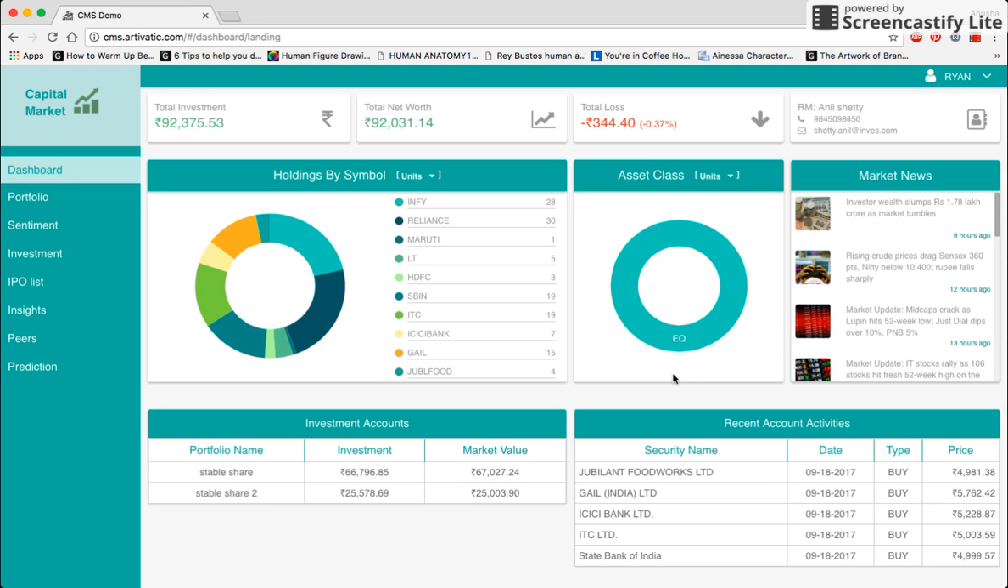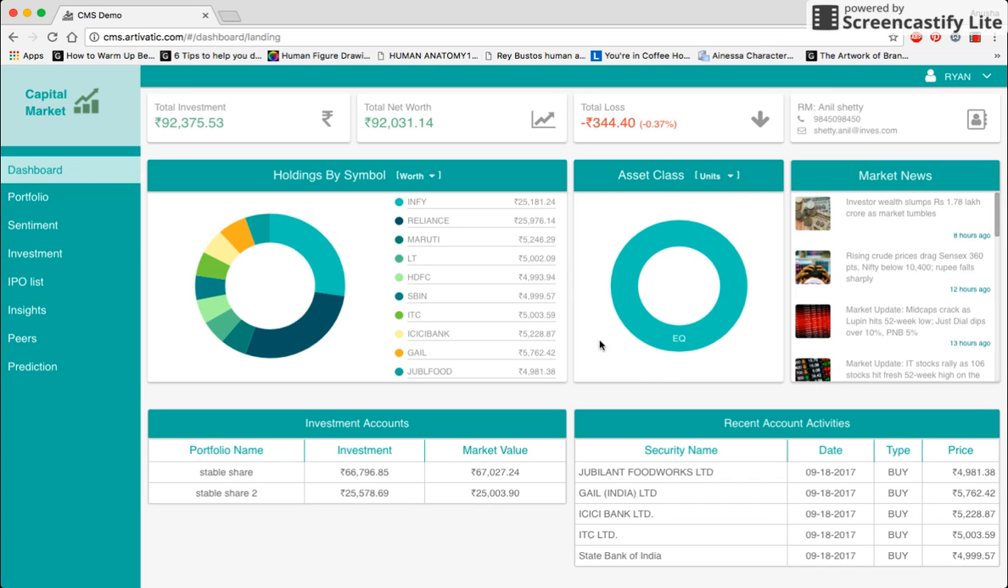Artivatic CMS portal is an AI-based investment portal. The dashboard shows us a particular investor's total investment, his total net worth, his total profit or loss margin, and his relationship manager's contact details. This graph shows how many companies an investor has invested in, as well as how many units of each stock he has bought, and this can also be seen according to its worth.